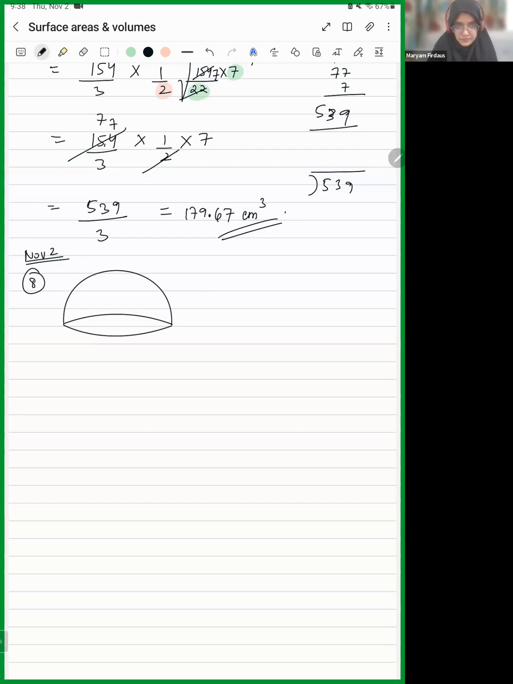Yes, Munir. Okay, so they have given us costs, right? What are they asking us to find? They are asking us to find the inside surface area of the dome. And how are we going to find the inside surface area of the dome? How will we find it?